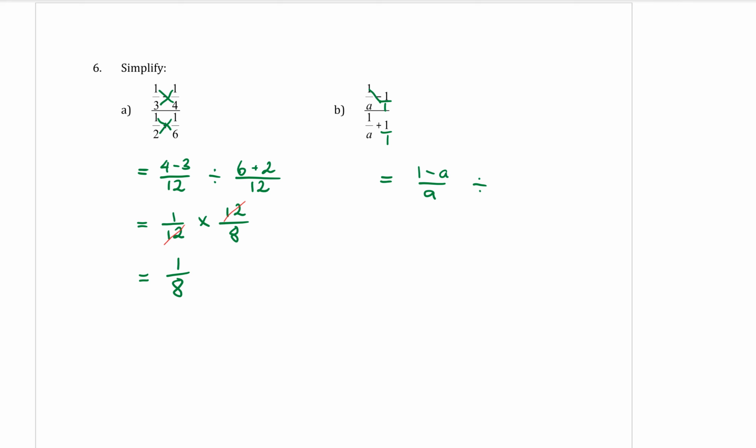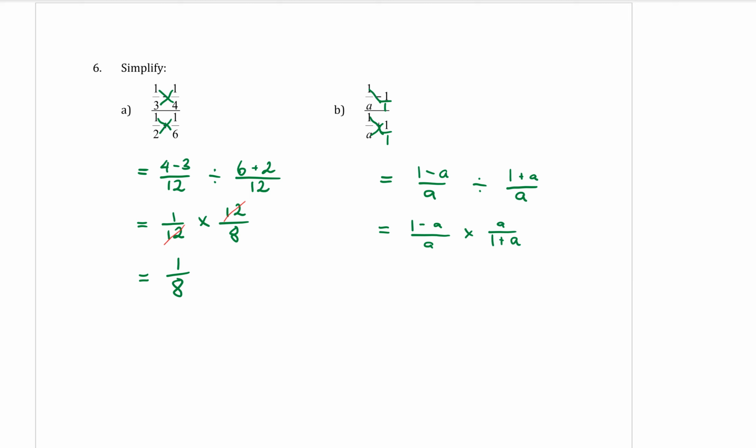Now for the bottom 2 fractions, same thing, we multiply our denominators together. A times 1 is A. Then we multiply diagonally. 1 times 1 is 1. 1 times A is A. Second step is to turn that into a times problem. So there's no factorizing that I can do there. You always got to check that first. So I'm going to leave the first fraction, turn it into a times, and flip.